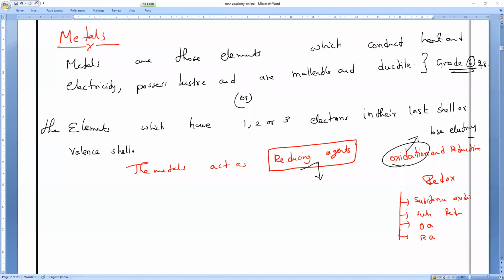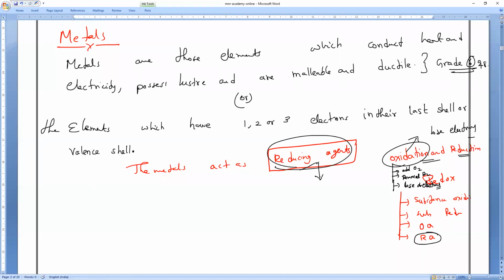So we all know that in the first chapter we studied oxidation and reduction reactions. Can you tell me the definitions of oxidation? Oxidation means addition of oxygen or removal of hydrogen. And the third definition is loss of electrons. Loss of electrons is what we call oxidation.